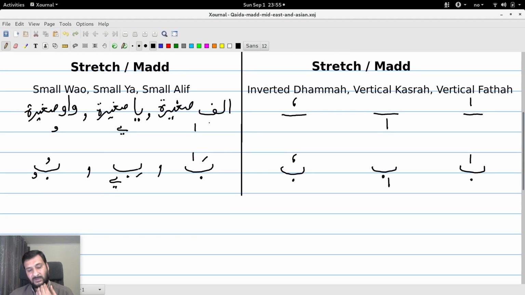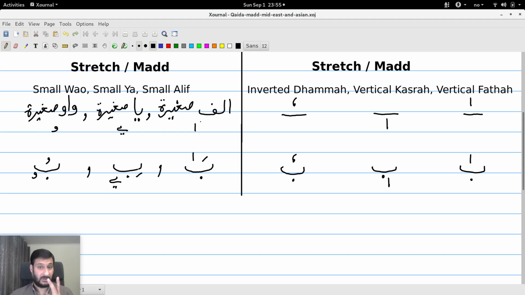The word stretch is used to stretch the harakat, to stretch Fathah, Kasrah, and Dhammah. That's it. Nothing else. So you don't stretch Tanween. Tanween is the name of Fathatain, or double Fathah, or double Kasrah, or double Dhammah. Fathatain, Kasratain, Dhammatain. These are not stretched ever. The only thing which is stretched is the regular harakat, regular vowels, which is Fathah, Kasrah, and Dhammah.